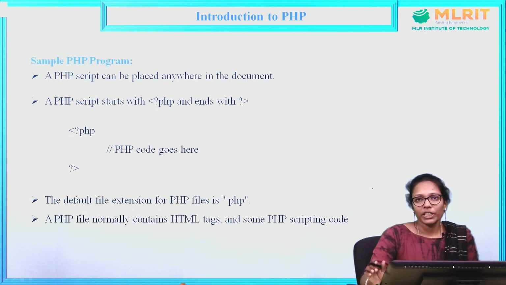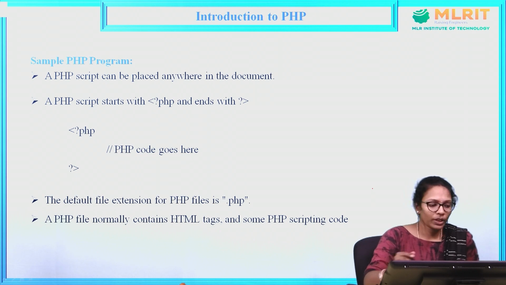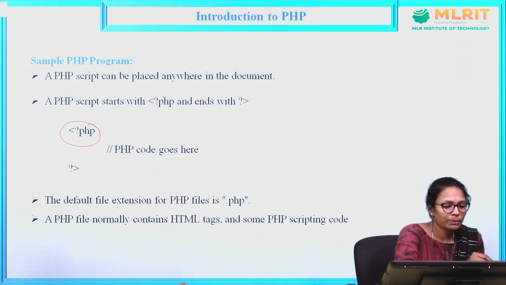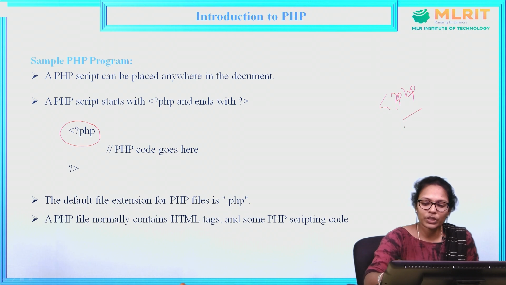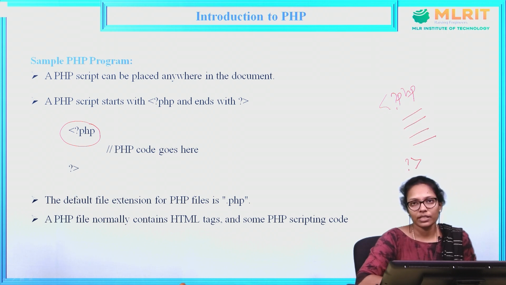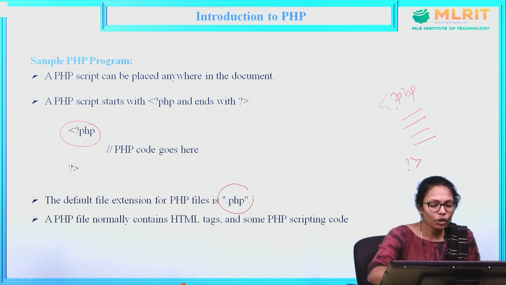Coming to the PHP program. If you want to write any PHP program, you should start your program with the symbol <?php. There are no spaces here. After this, you write your PHP code, and you can close your PHP program with ?>. While writing your PHP program, you can also use HTML tags. After completing the PHP program, you need to save it with the extension .php.